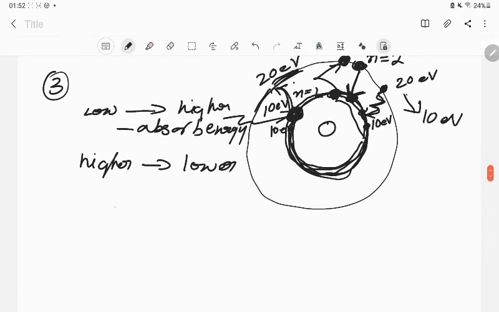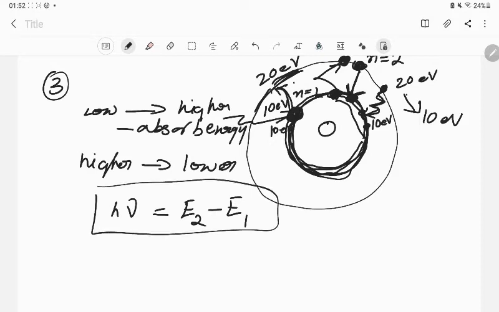So the energy absorbed or emitted by the electron is given by h mu. This is not v, this is mu. It equals the energy in the second orbit minus the energy in the first orbit. So this is the third postulate of the Bohr atomic model.